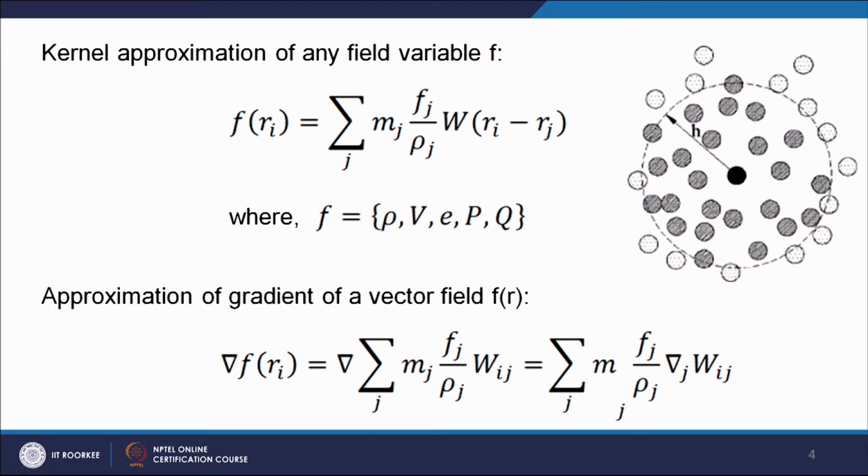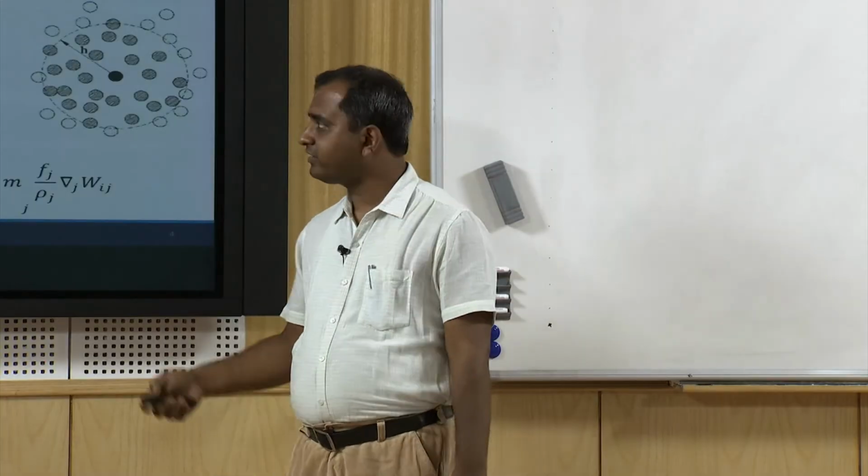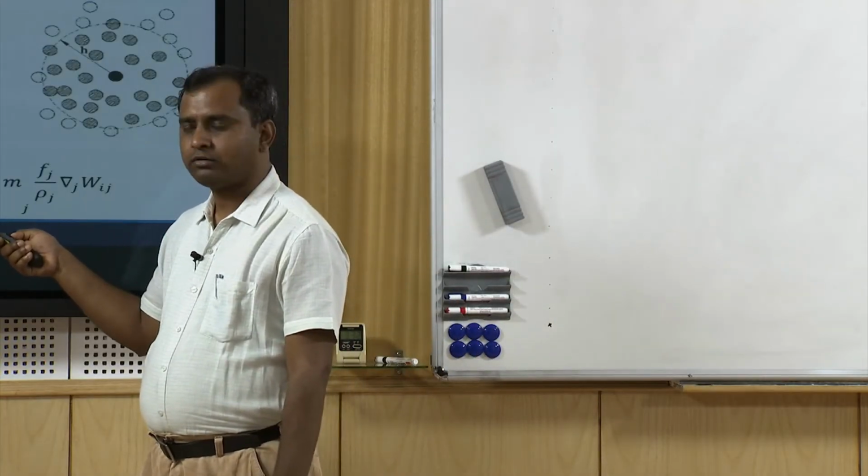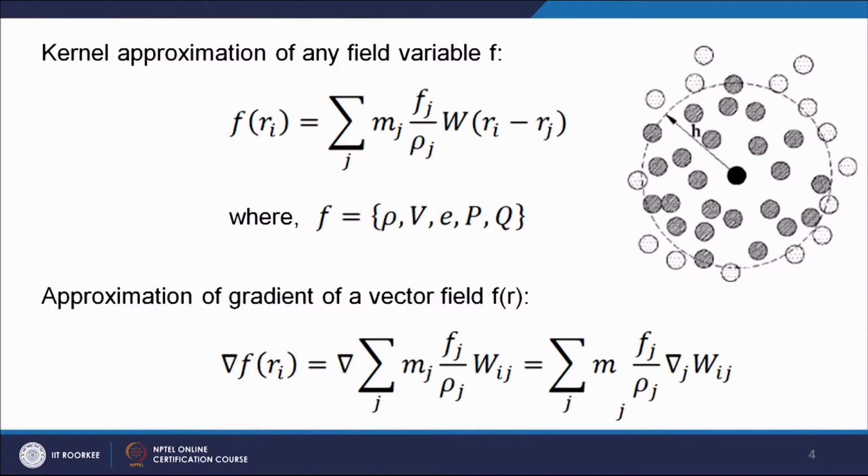You see, if we are interested to find out F of Ri, inside this, apart from this Ri minus Rj, that means the smoothing function, we do not have anywhere the dependence on i. So, if I try to differentiate this variable with respect to Ri, then this term Mj Fj by rho j will act as constant, because Ri is nowhere present over there. Only Ri is present in the smoothing function, so only the differentiation will come on the smoothing function. Here I have shown you that.